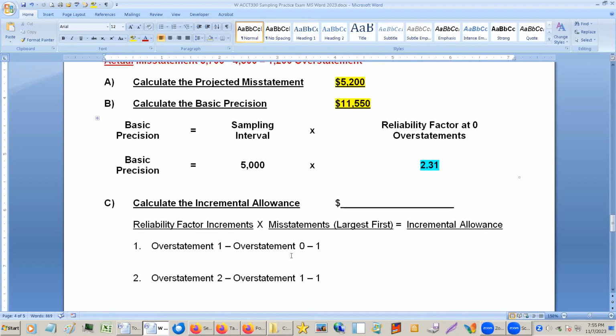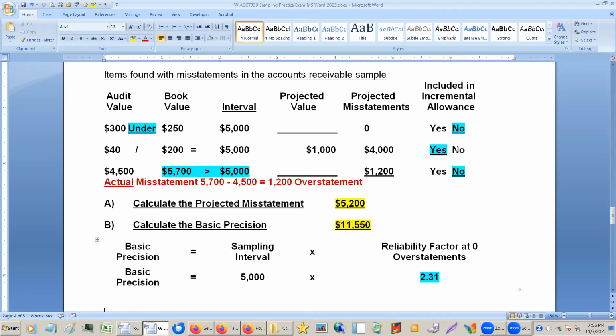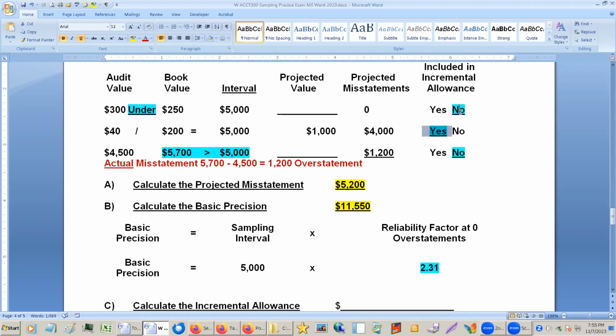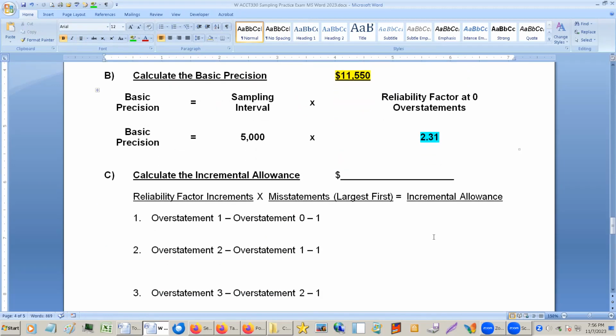Incremental allowance. Now, we only need one of these. So we'll just do the first one. We don't need the other ones. If there's an incremental allowance, you only need to do whatever ones you need up here. So we only need one of them. These other two are not included in it. So only this 4,000 is going to be included in the incremental allowance.